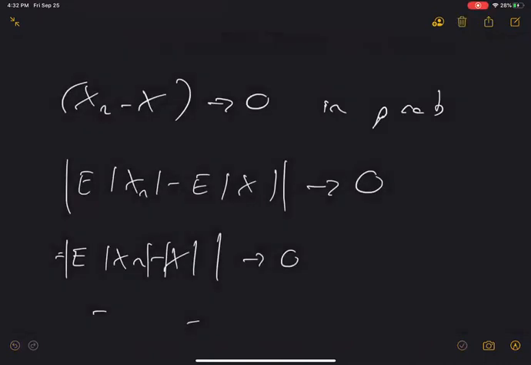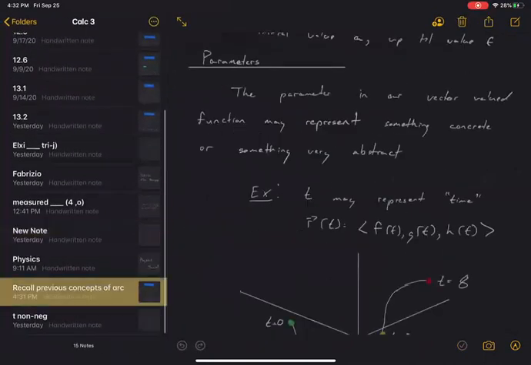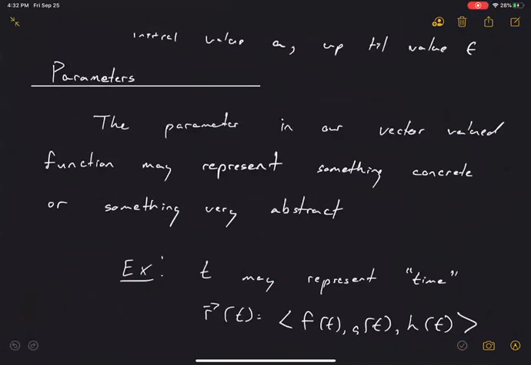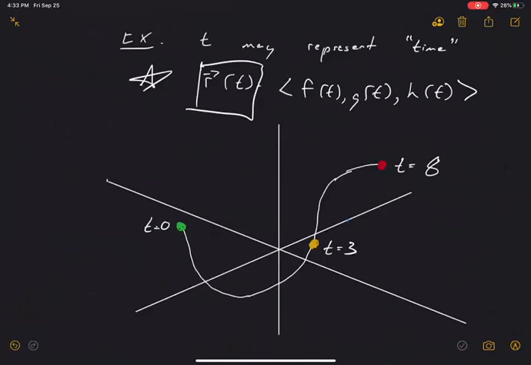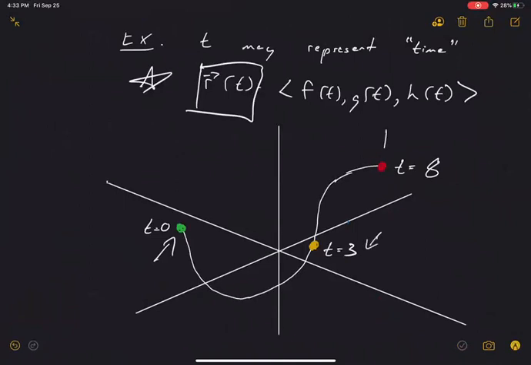And t might be something very concrete, like time. So we could have a function where t is representing time. Then this vector valued function, at time t equals 0, is giving me this point in R3. At t equals 3, it's giving me that point. At t equals 8, it's giving me this point. So that's very easy to follow, right? At time 0, I'm here, and then as time progresses, I'm moving along my curve like this. So this parameter t could be something very simple like that.